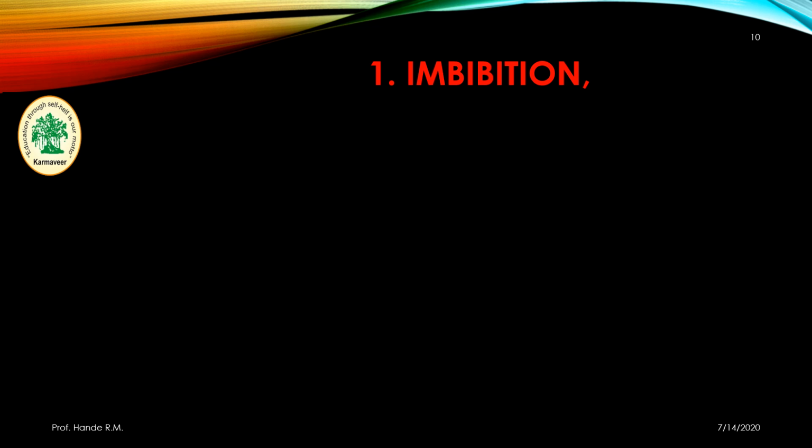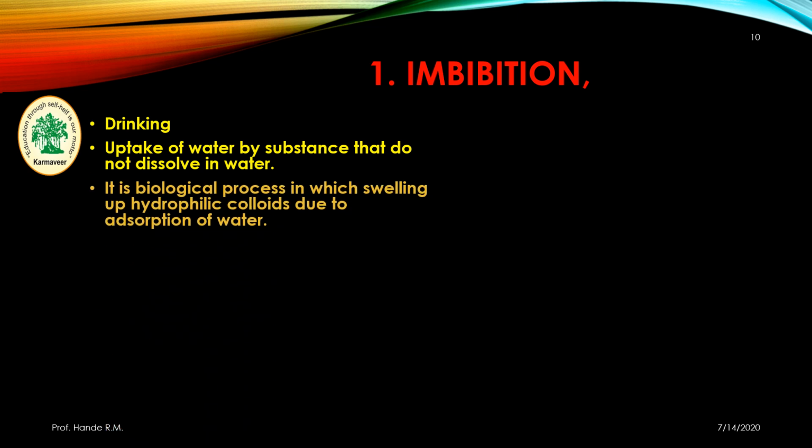Start with the first process, imbibition. Imbibition is a biological process in which hydrophilic colloids swell up due to the adsorption of water. Generally, imbibition means drinking. In other words, imbibition means the uptake of water by substances that do not dissolve in water. In the imbibition process, there are two components required: first is the imbibant, second is the imbibate.